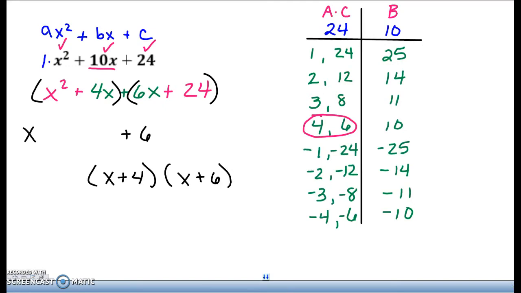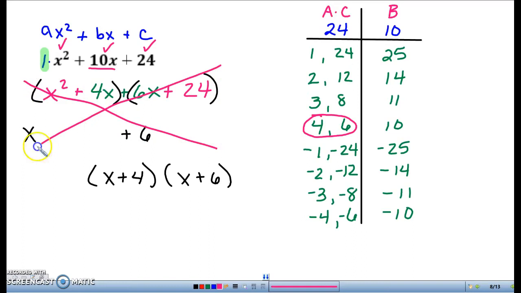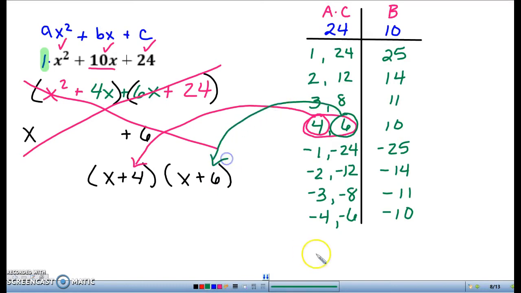Now, here's the thing, and you might have already noticed this. If your leading coefficient is 1, you don't need to go through all of this. Because look at this. Here's your 4 that we started off with right here. Positive 4 shows up there, and this positive 6 shows up right here.